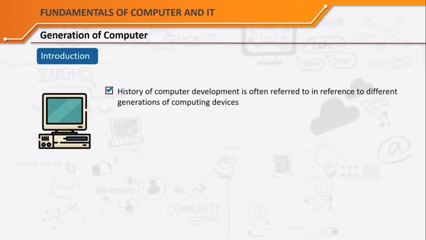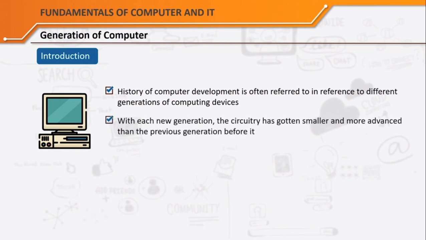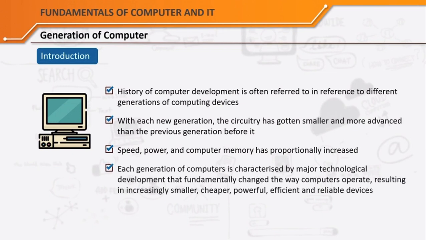The history of computer development is often referred to in reference to the different generations of computer devices. With each new generation, the circuitry has gotten smaller and more advanced than the previous generation before it. The speed, the power, and the computer memory have proportionally increased. Each generation of computer is characterized by major technological development that fundamentally changed the way computers operate, resulting in increasing speed, smaller size, cheaper rate, powerful processor, and efficient system.